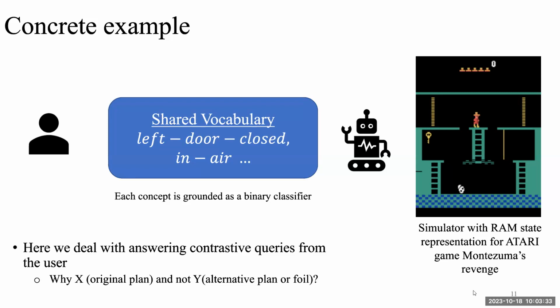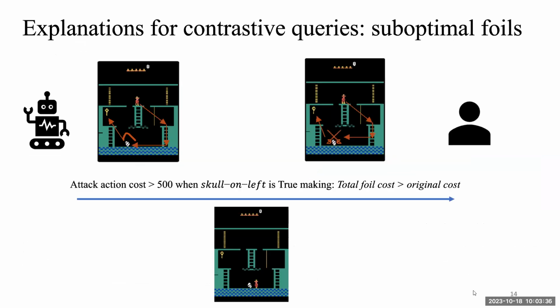Like here the concept is that when the skull on left is true, this is the concept. In that case, the action cost is greater than 5. So this is a kind of concept, and this is a kind of concept-based explanation. A saliency map-based explanation would only highlight. If I were to use a saliency map explanation over here, most likely it will just highlight this part of the skull, and it wouldn't really be clear what it means and why exactly this is still more costly. So that is what I'm calling saliency map-based explanation.